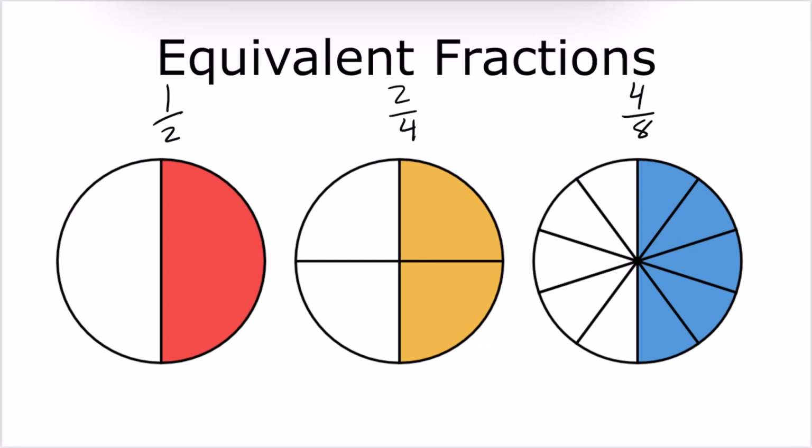Like if these circles were pies or pizzas or something like that, the amount of pie or pizza that you would have in all of the situations is the same. And so these three fractions are equal to each other. And there's actually an infinite number of fractions that are equal to the fraction 1/2, like for example, 3/6 or 50/100 or 25/50. Any number that represents the same amount as 1/2 is considered to be equal to 1/2.